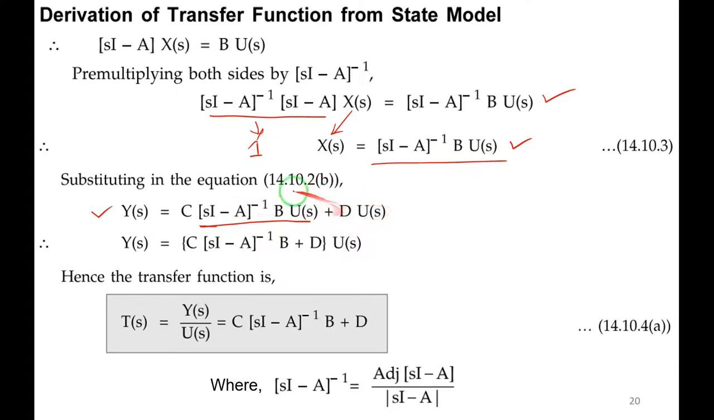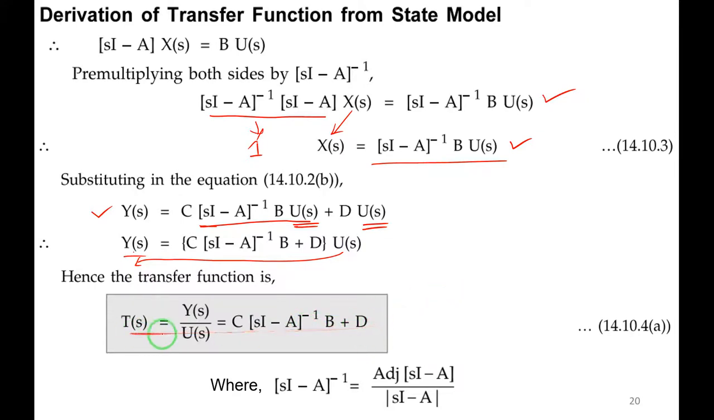Next, C into (sI minus A) inverse B plus D. So U of s is taken common from this. So finally, the transfer function is the ratio of Y of s by U of s. Divide by U of s, so Y of s by U of s is equal to C into (sI minus A) whole inverse into B, plus D.